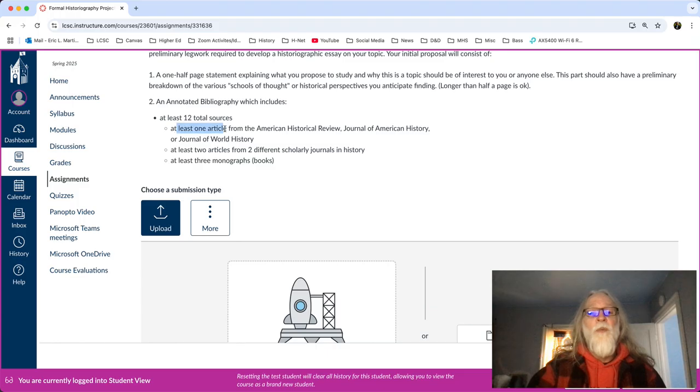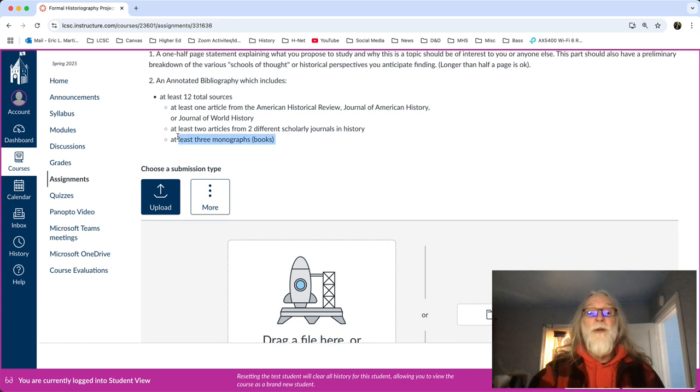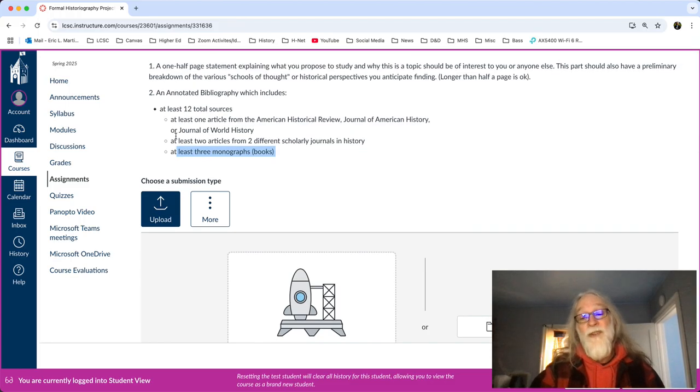You should have at least one article from a journal, a peer-reviewed journal. This one actually says 3 articles. If you can find stuff in the American Historical Review, Journal of American History, or Journal of World History, those are money journals. All right, so I want you to spend a little time looking for stuff. At least 3 books. My experience is most of y'all are going to have mostly books. That's mostly where this stuff is going to come from.